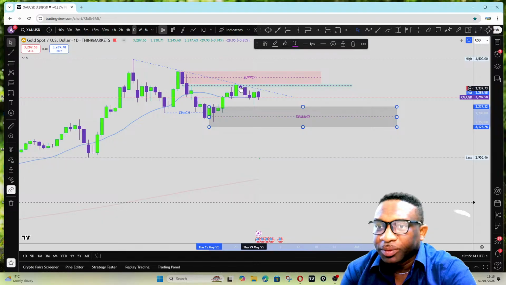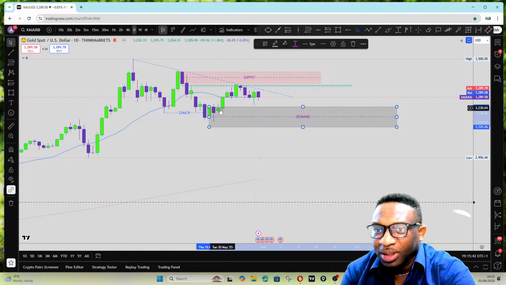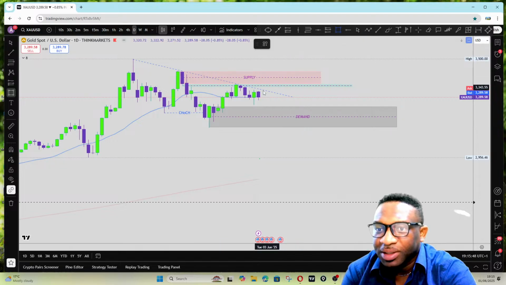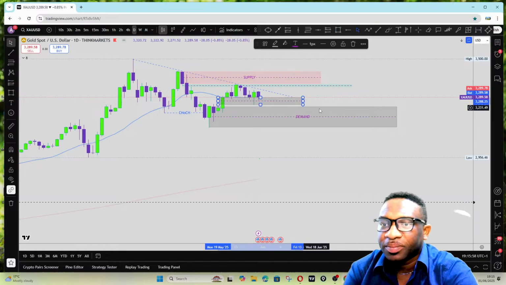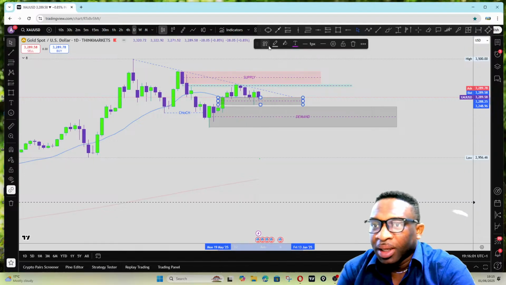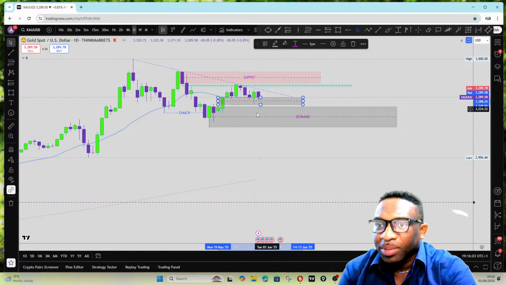Yeah, so you could target from here to here, and also before this happened, if you can see there's an imbalance area here as well that you can identify. The high of this candle to the low of this candle, stretch it to the right. So that is the imbalance area here.